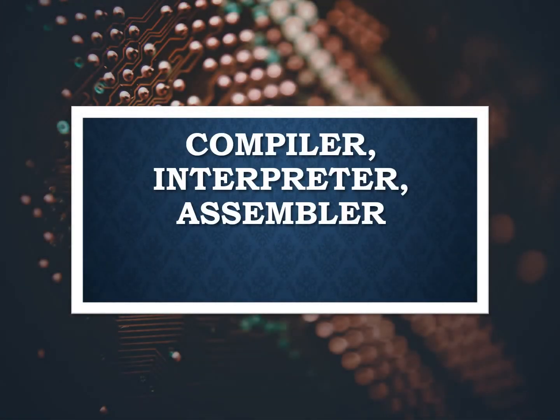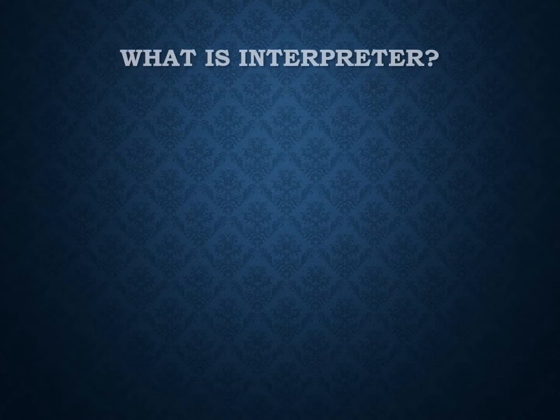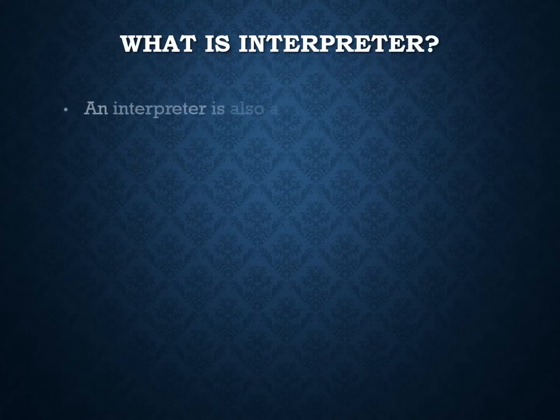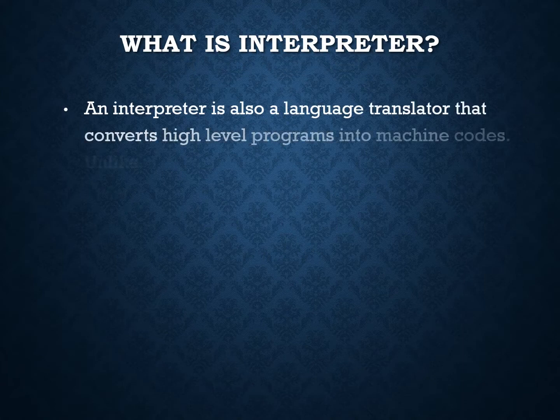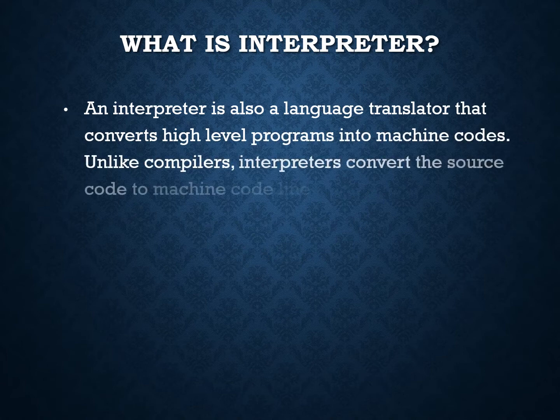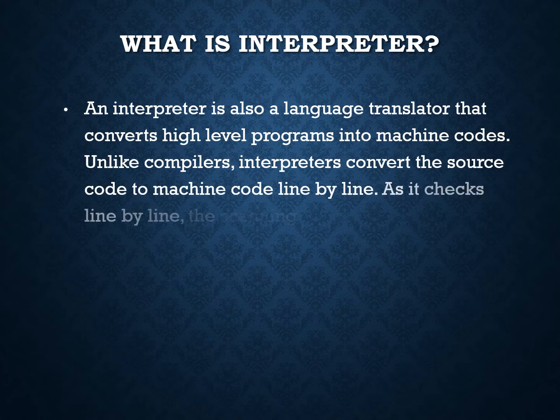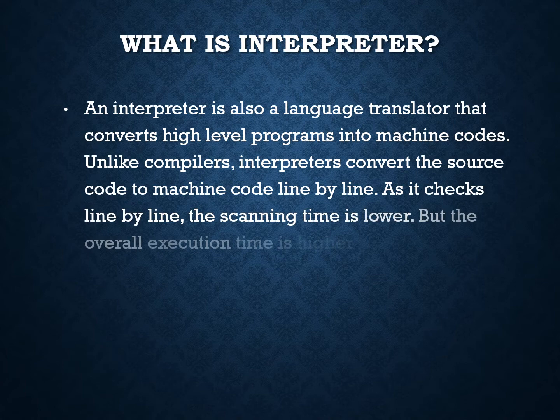We are going to start the topic compiler, interpreter, and assembler. So let's begin with what is an interpreter. An interpreter is also a language translator that converts high-level programs into machine codes.